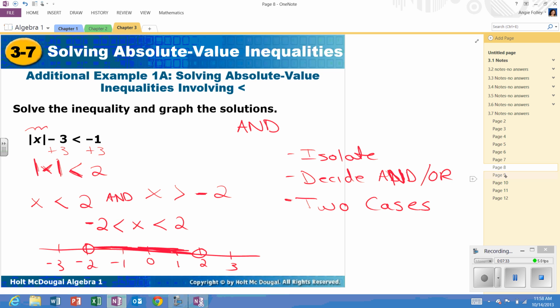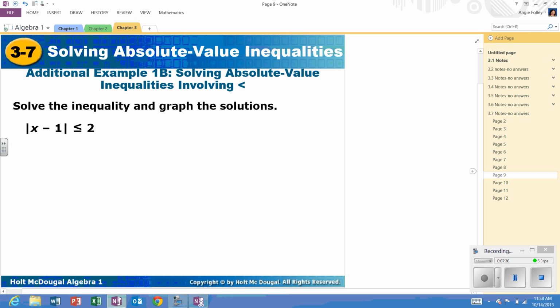Okay, so let's try another one. So I have the absolute value of x minus 1 is less than or equal to 2. Well, we have to decide, is our absolute value already isolated? Is there anything else outside of the absolute value? Well, there's not, so it's already isolated. Okay, so step 1 is done for us. Now we have to decide which way this is facing. Since it's facing away from the absolute value, we say that the absolute value is less than the other side. So this is an and inequality.